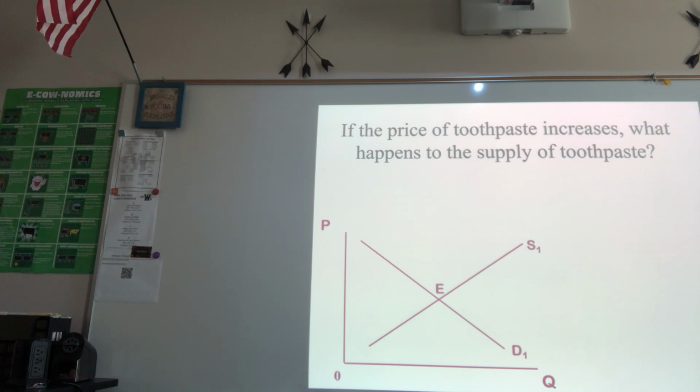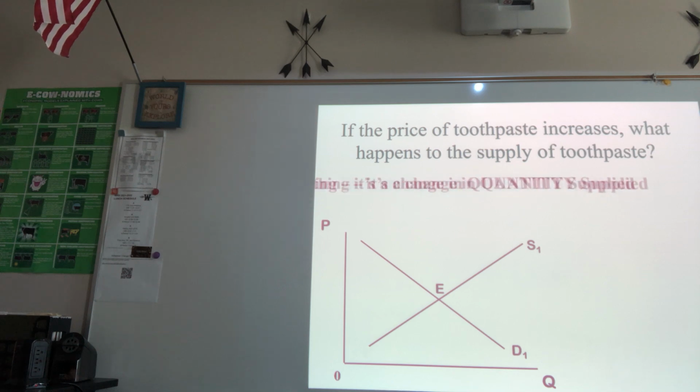Supply, oh, it's the same, right? Price. If the price goes up, then doesn't... What is price? Is it supply? Demand? No, it's quantity, right? So there's nothing that happens, because when there's a change in price, it's a change in quantity supplied.